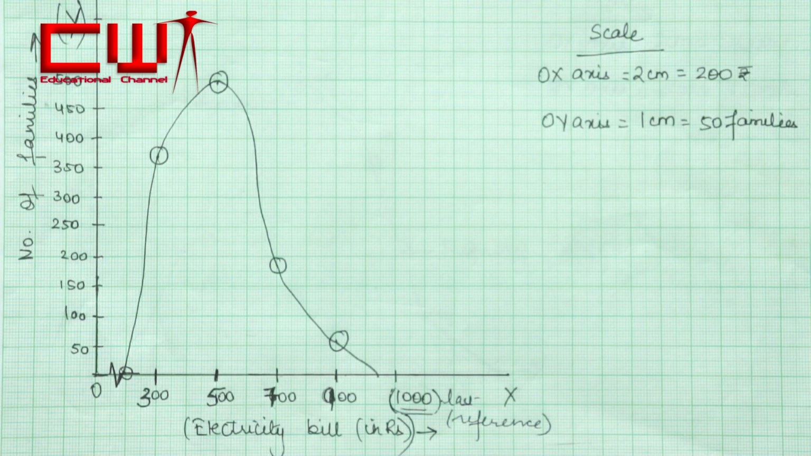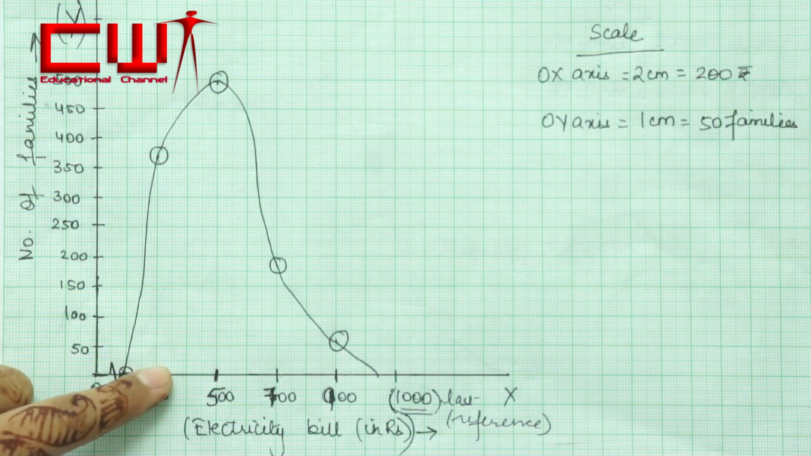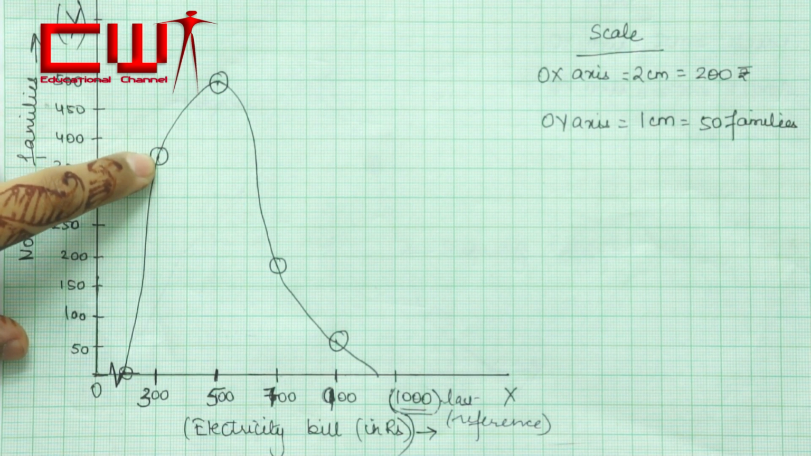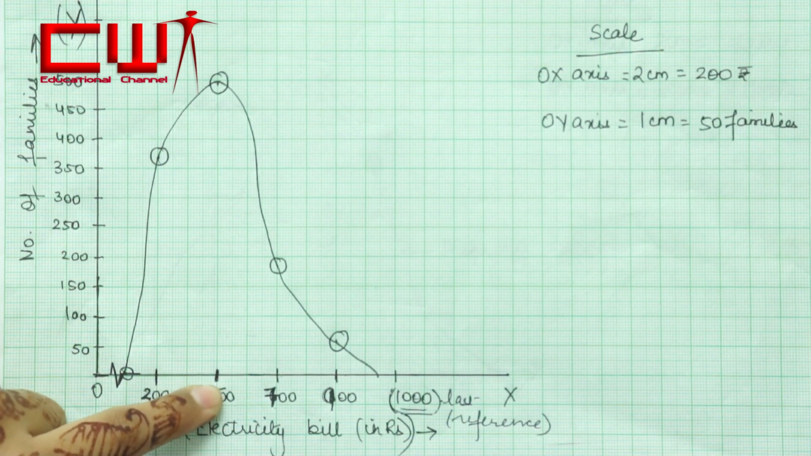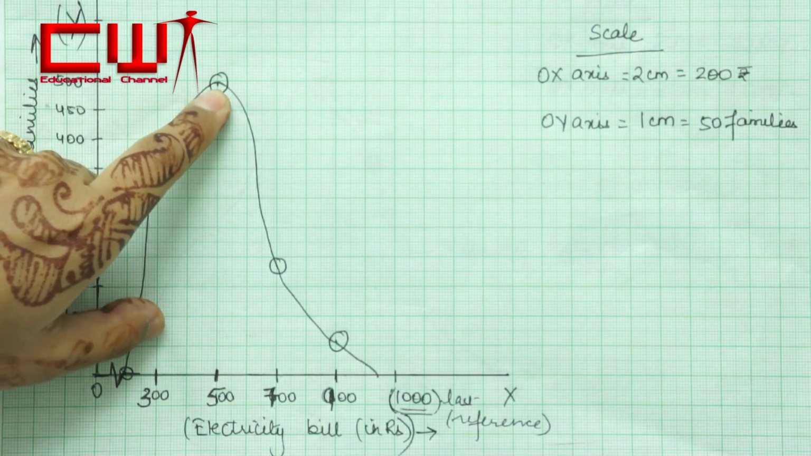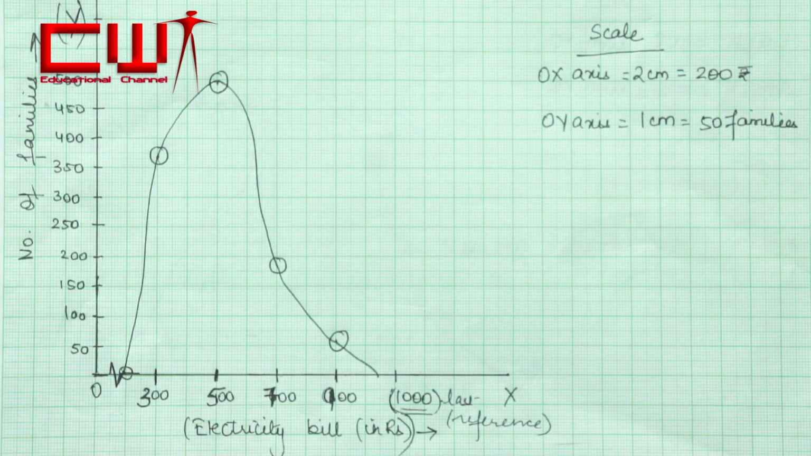See, on 300, what you have to plot? 300 you have to plot 262. 300 is how much? 350 and 362 is on 300. Next is on 500, how much you have to plot? 490. See where 490 comes? You plot 490. On 700 you have to plot 185. 700, you see where 185 comes?